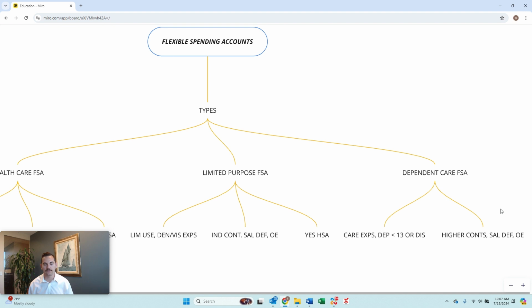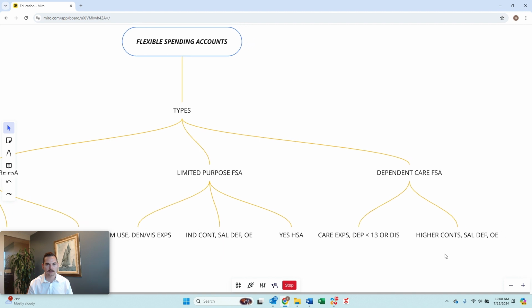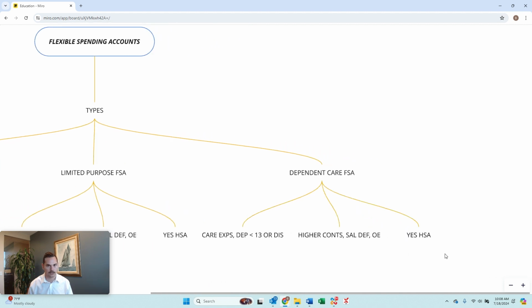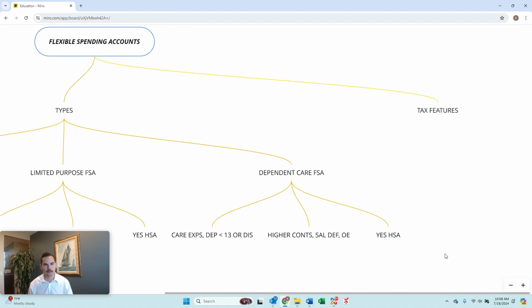With the dependent care FSA, you have higher contribution limits if you're married. So for single people, it's $2,500, but if you're married, you can put up to $5,000 into the dependent care FSA. Again, it's a percentage of your salary that you're deferring during your open enrollment, unless you have a type of qualifying event. So now that we've talked a little bit about the types, let's go into what the tax features are. Oh, the last thing to note about the dependent care FSA is you can also contribute to the HSA at the same time.